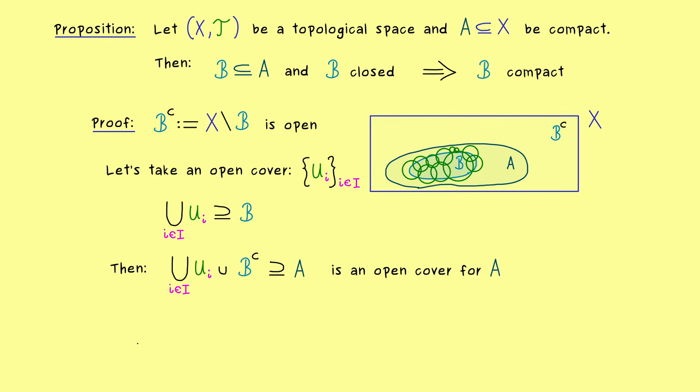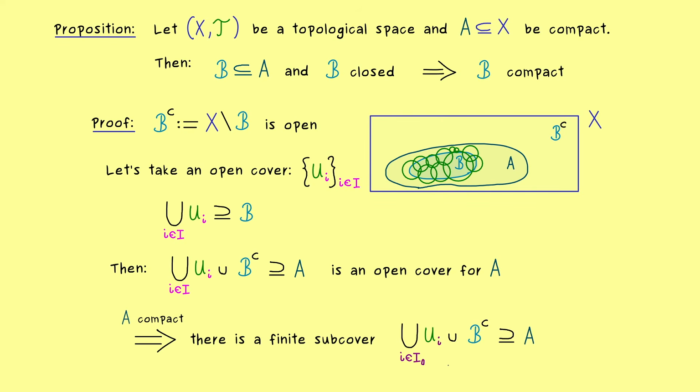And exactly at this point, the power of compactness comes in. The compact set A tells us that we can reduce this cover to a finite subcover. Hence we can drop a lot of U_i sets until only finitely many are left. And as always, we write that with a finite index set I_0. And now the only thing that remains to do is to make this finite subcover into a finite subcover of B. But this is actually already done because A is a superset of B anyway.